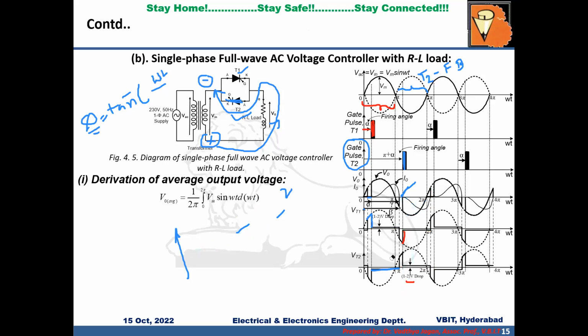So now, after seeing the waveform, we can easily derive the expression for the average and RMS output voltage.